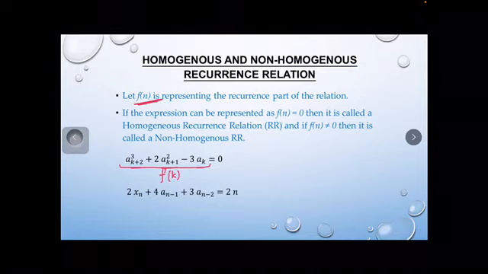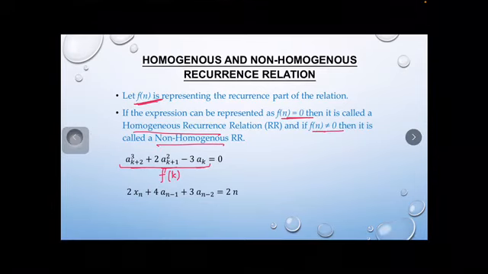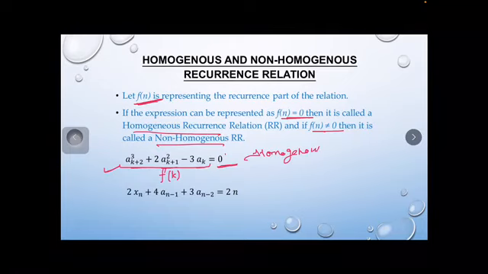by fk, right? If this expression fk is equal to 0, then we say that this is the homogeneous recurrence relation, and if this part is not equal to 0, we can say that this is the non-homogeneous recurrence relation. Here, in this recurrence relation, our fk is equal to 0, so we say that this is the homogeneous recurrence relation.